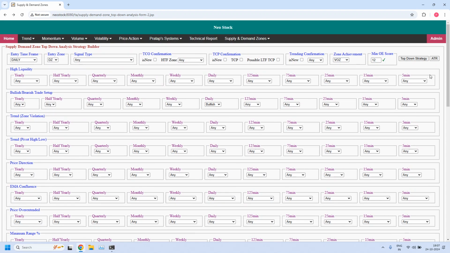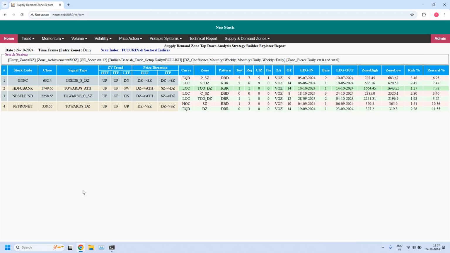With all the 3 filters, LTF, ITF, HTF demand zone confluence supported stocks are filtered. These 4 stocks are filtered. In these 4 stocks, the daily zone is part of the weekly zone, both together again part of the monthly zone. Everything is part of the monthly zone, and monthly trend is uptrend in all the 4 stocks. If they are having monthly EMA confluence, they are even more high probability setup supported stocks.